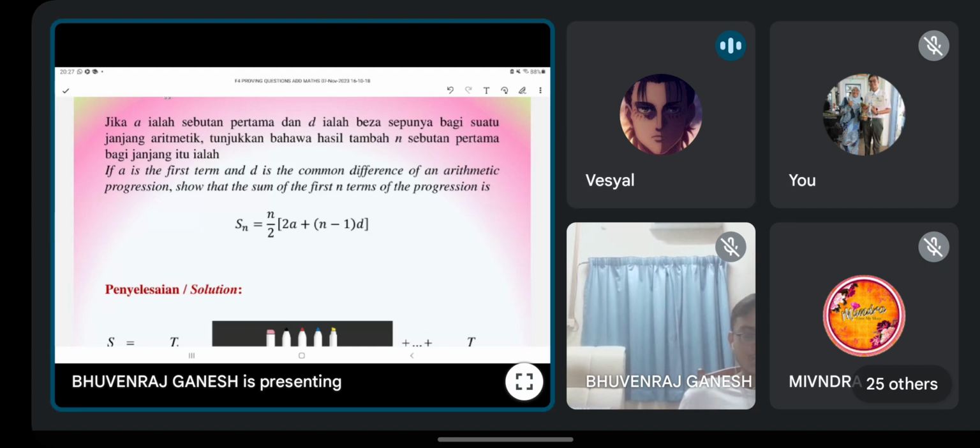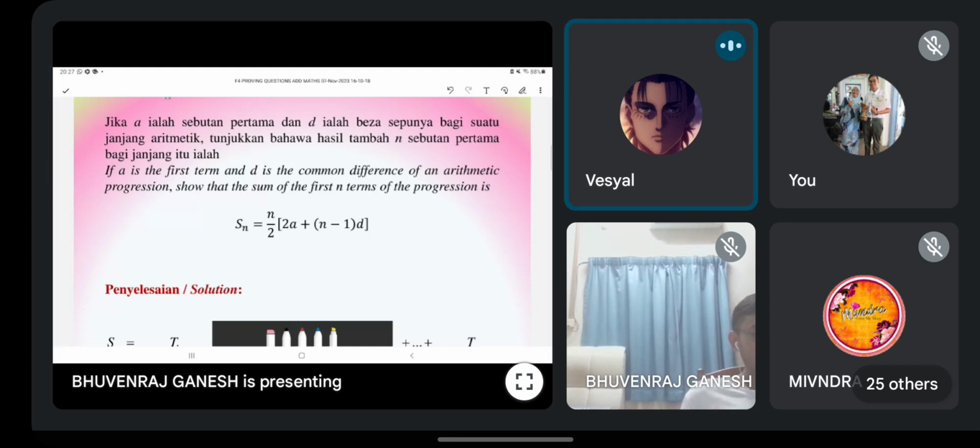Okay, so this is really hectic, really complex, but you must just understand how to do it, then it'll be easy. So this is the sum of n terms formula for arithmetic progression: n over 2 in brackets, 2a plus n minus 1 d.